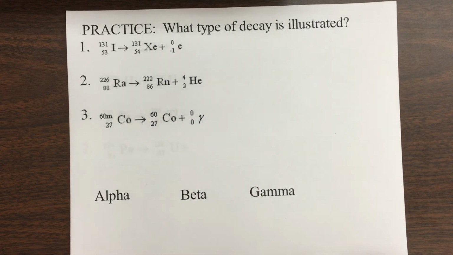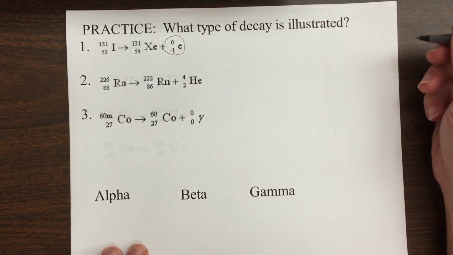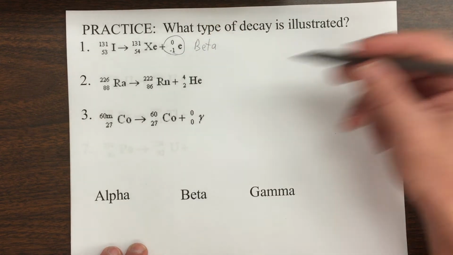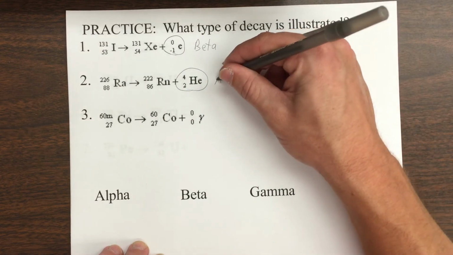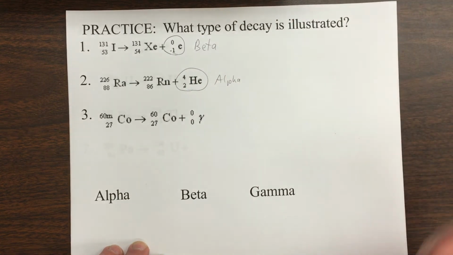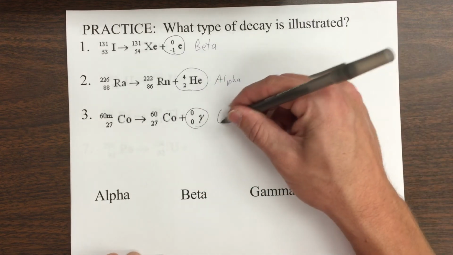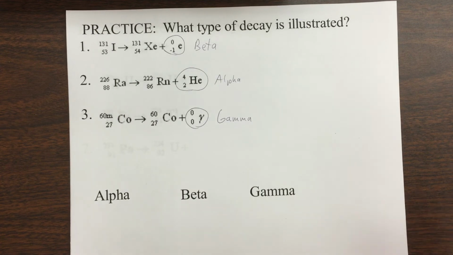So if I were to ask you what type occurs, all you'd have to do is look at the decay particle. Here, we know that that is beta. In number 2, we identify this as alpha. And number 3, we see that, and that is gamma. So that way is easy.